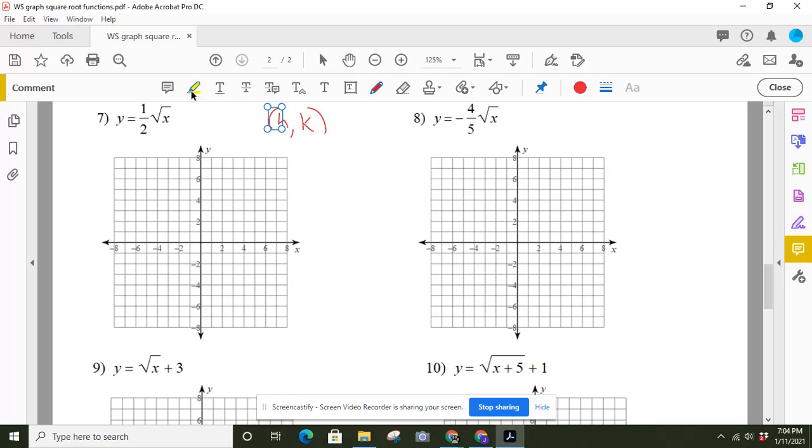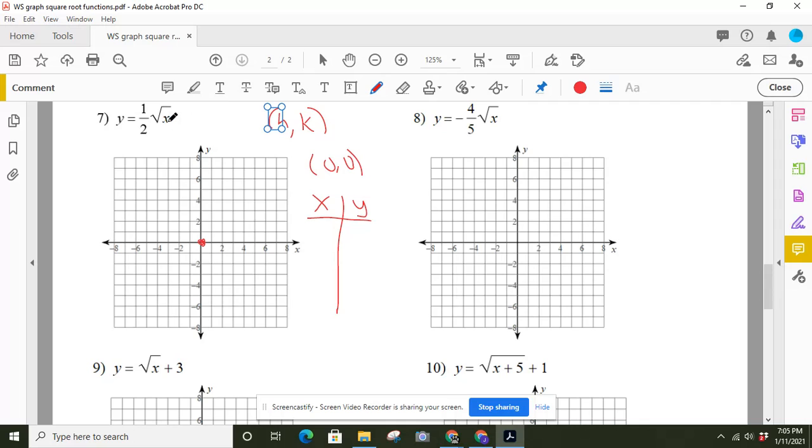All right, so we'll always have the h comma k. In this case, for number 7, that's 0, 0. So our critical point is 0, 0. All right, so we have two options. We can make a table of values. And when we make a table of values, we want to choose x's that will make a perfect square.